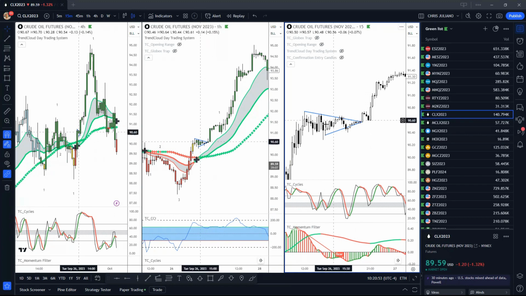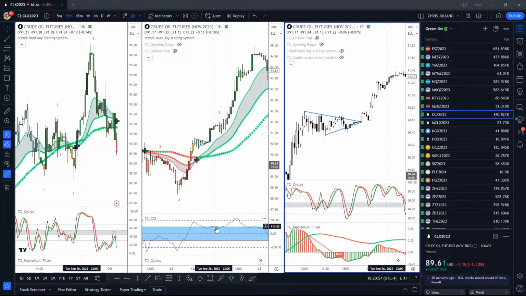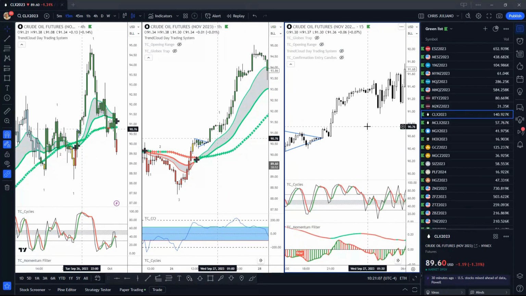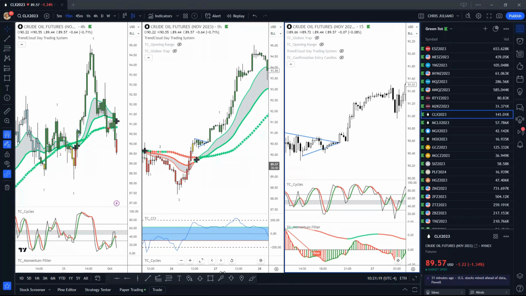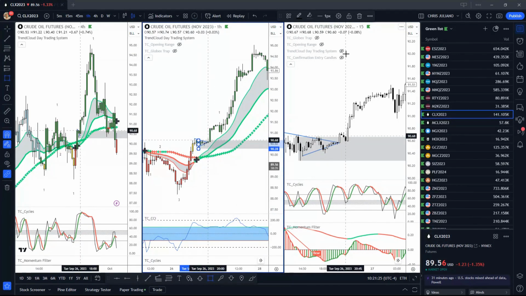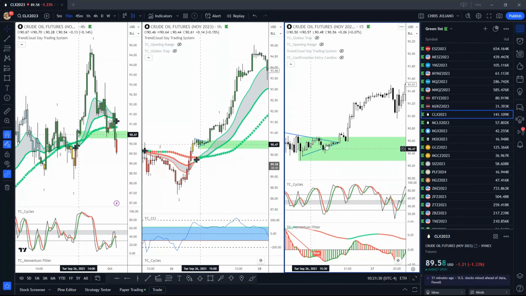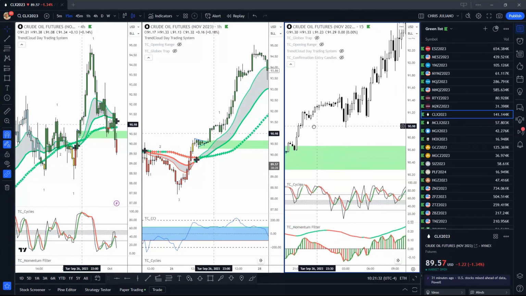Are we allowed to take the breakout of this triangle? Yes, we are. How come? Because we're above positive 100, and the pullback is going to be shallow into that blue shaded area. And what do we get? Rip to the upside. Okay, so that's pretty easy to see. That triangle was pretty easy to see. And what we're looking at is this consolidation area here, and it pulls back into it.